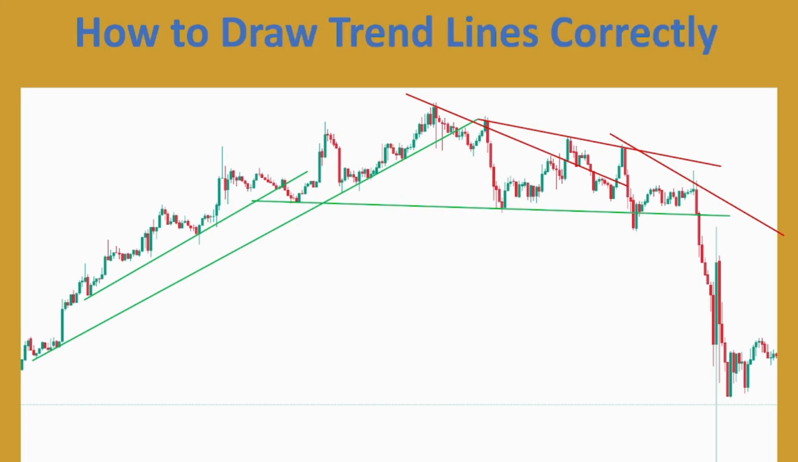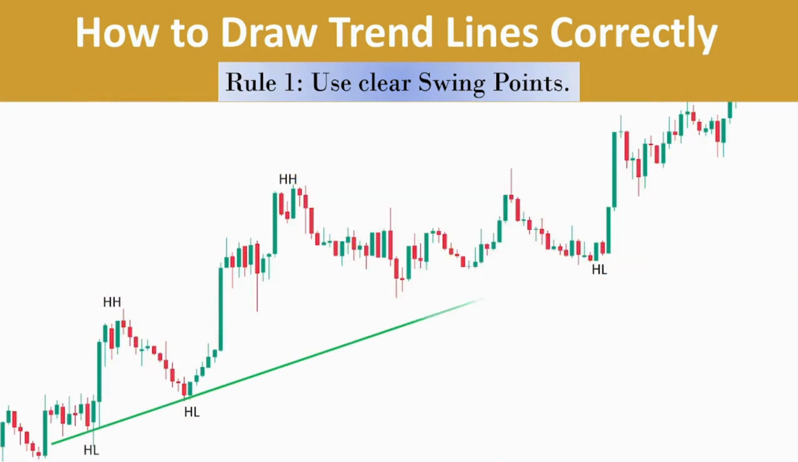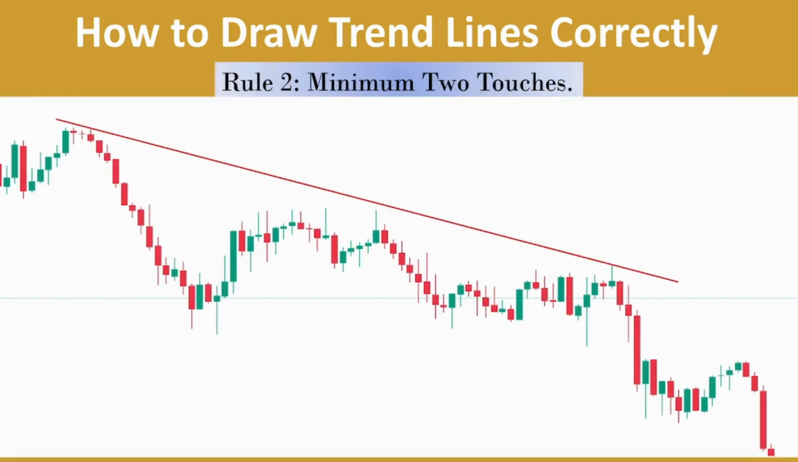We now understand what trend lines are and how they help us track market direction. But here's the thing, drawing them correctly is just as important as understanding them. Let's go over the key rules. Rule 1. Use clear swing points. Trend lines should connect obvious swing highs or swing lows. Avoid forcing lines through noisy price action. Clarity is key.